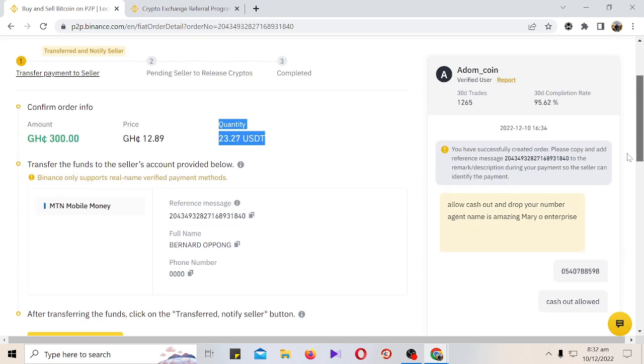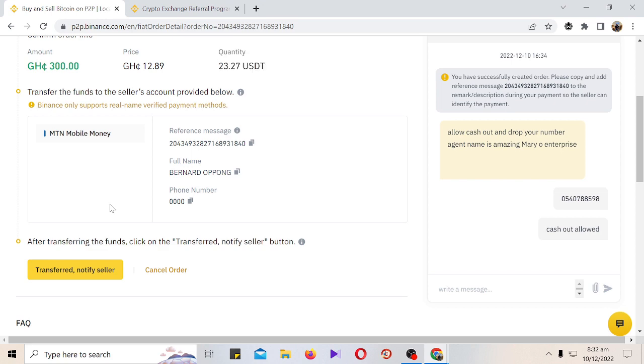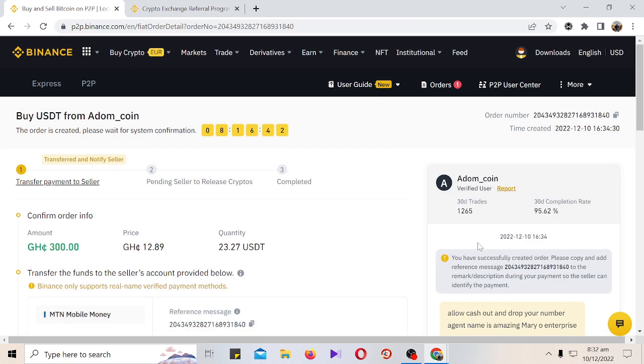Once he withdraws the money from your account, make sure you click on transfer, notify seller. For you to receive the money, always make sure you have clicked on transfer, notify seller. So let's wait for him to withdraw the 300 Ghana cedis from our account, and then we'll press transfer, notify seller.